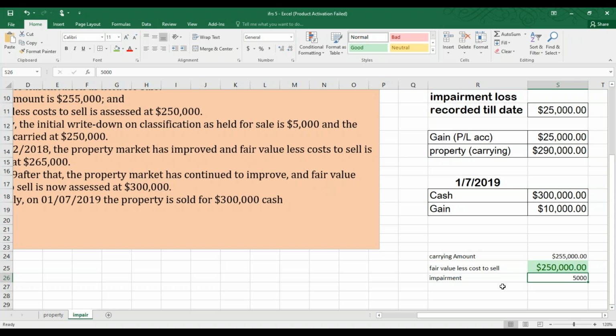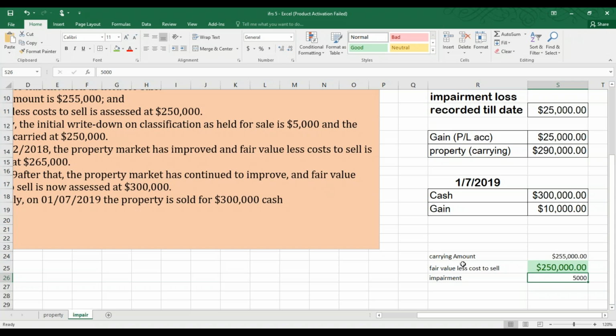These are the calculations. So impairment loss recorded till date will be 35,000 plus 5,000 minus 15,000. That is the reason it is showing $25,000. A restricted gain of only 25,000 is credited to the profit and loss, because there is a detailed requirement for the measurement purpose in IFRS 5 that I can only reverse the gain up to my impairment loss and not beyond that.